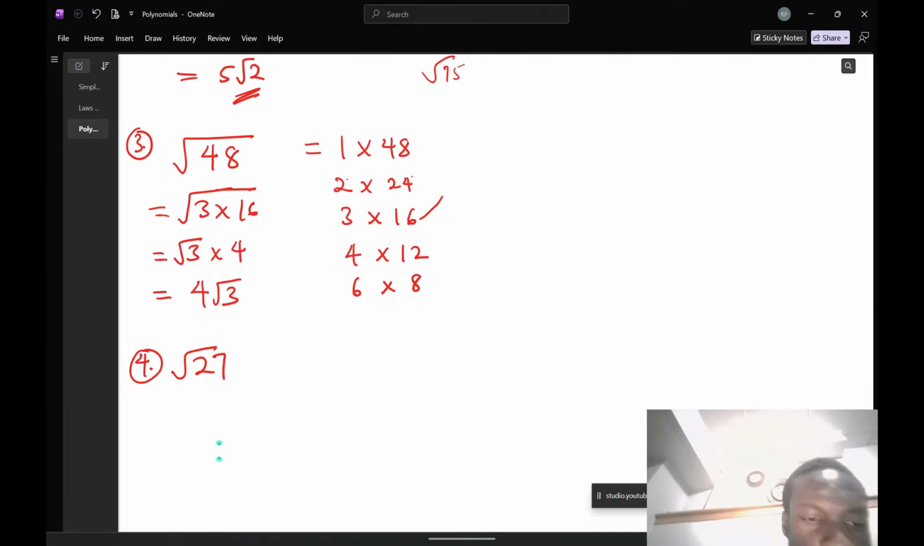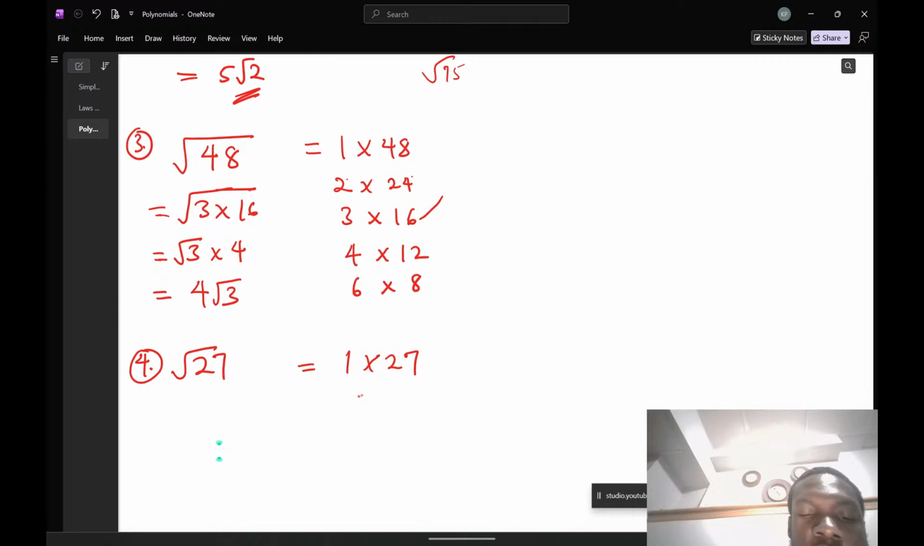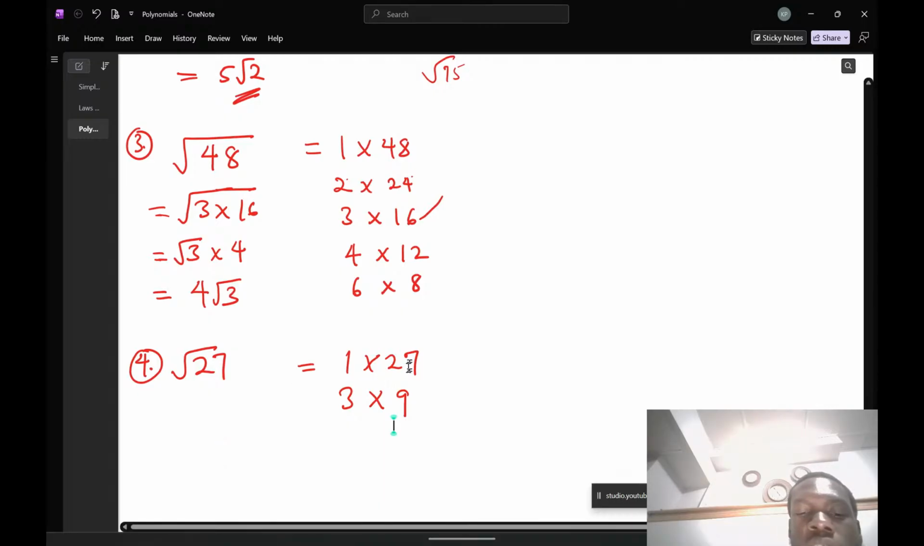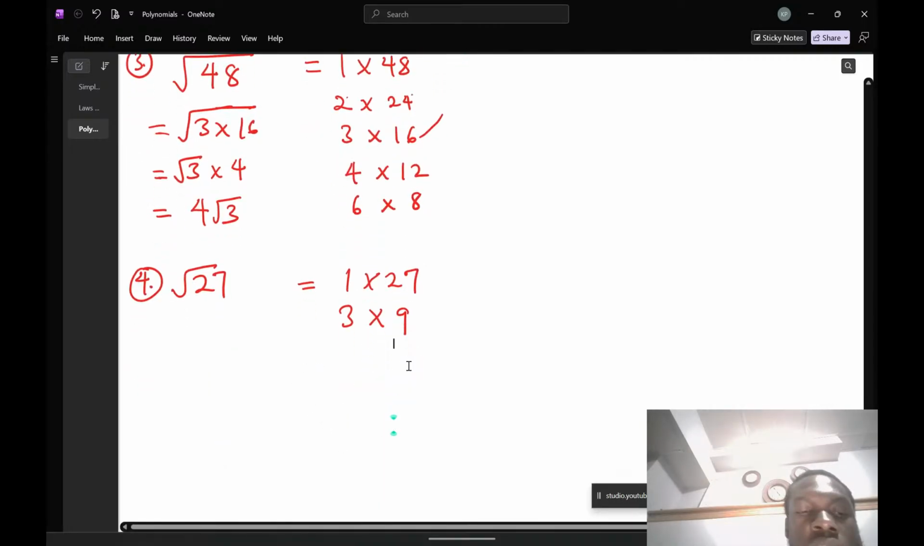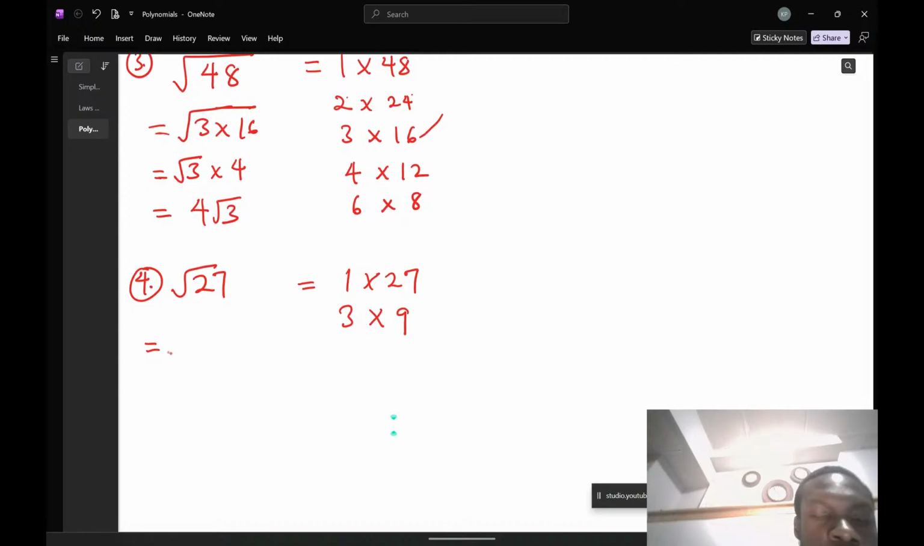Okay. So now let's find the factors of 27. The factors of 27: we can do 1 times 27. 2 cannot go in 27, so it will be 3 times 9 is 27. 4 cannot go, 5 cannot go, 6 will not go. So these are all the factors for 27. So if we do this one and this one, this is what we're looking for.